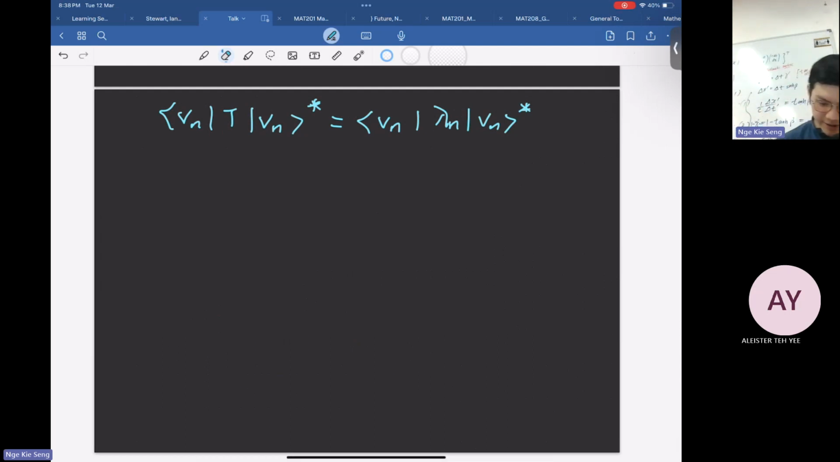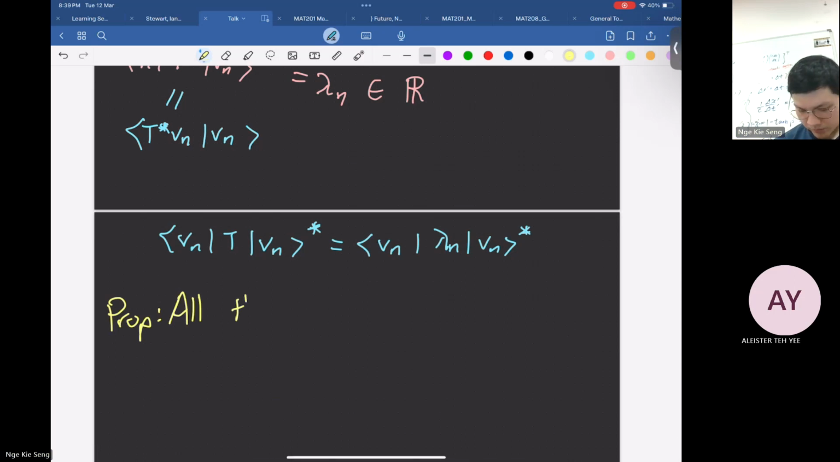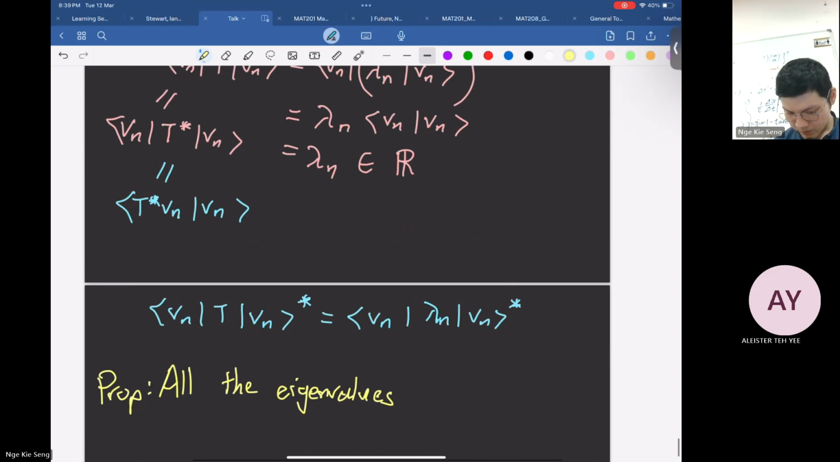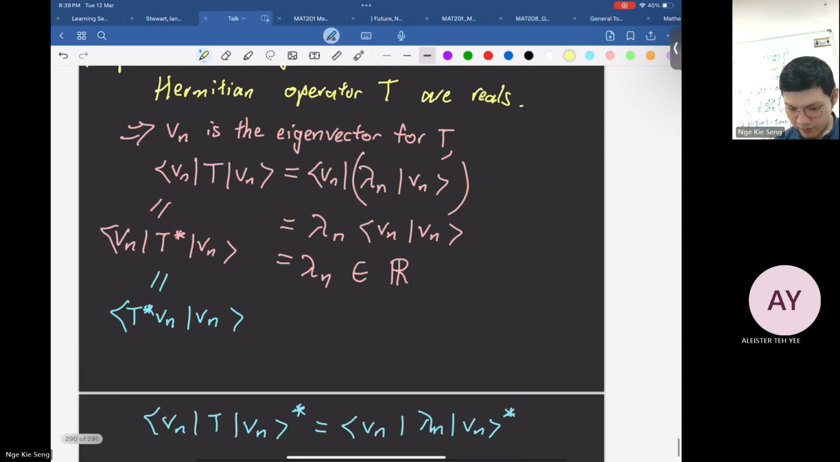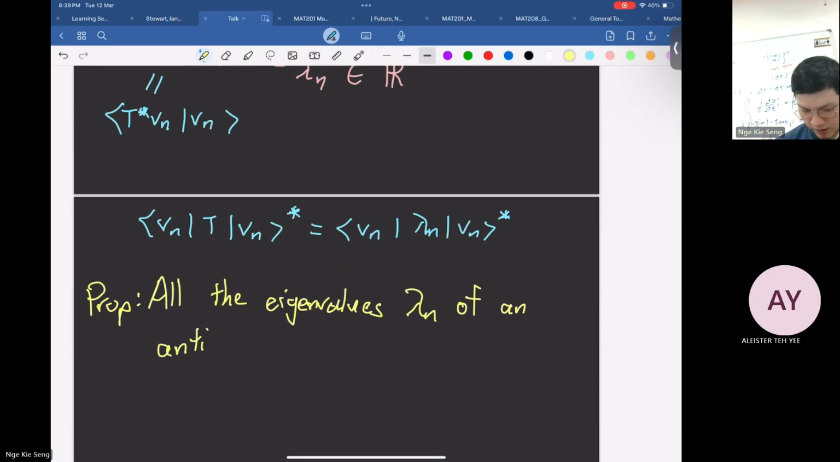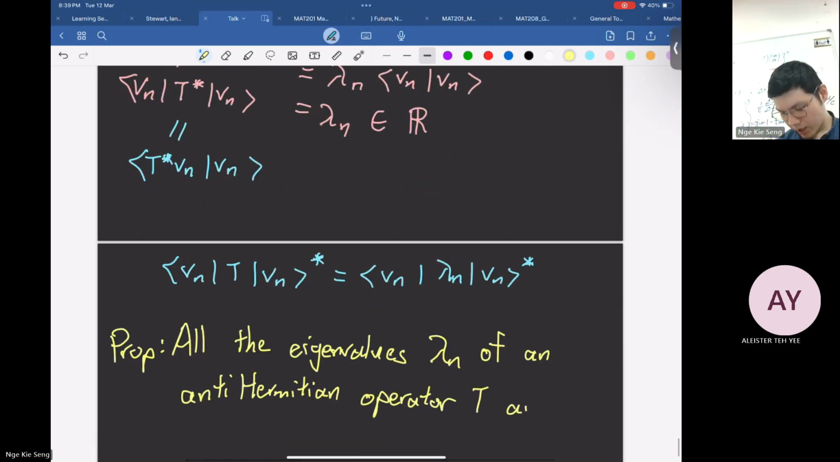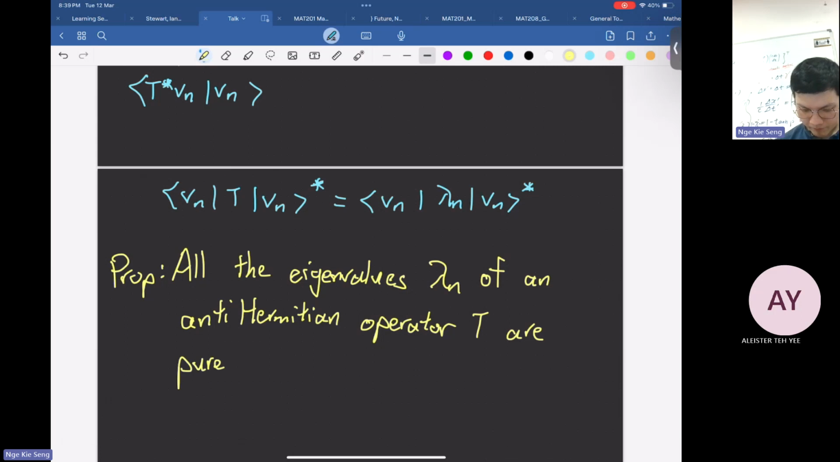Okay, that's good. Similarly, you can prove the second theorem. Similarly, you can prove that all the eigenvalues, also called lambda n, of an anti-Hermitian operator, also called T, are pure imaginary.